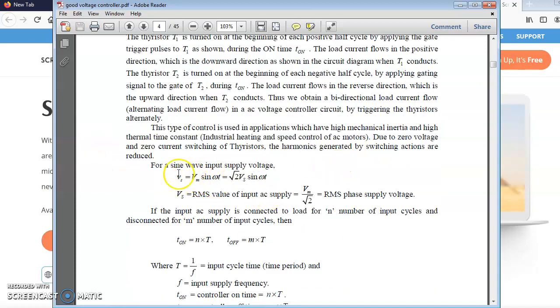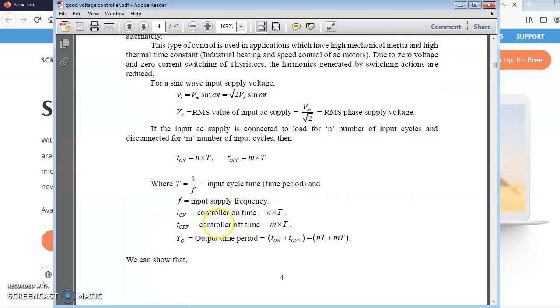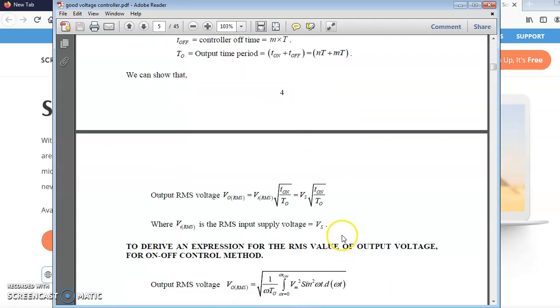we have the sine wave input supply voltage Vm sin omega t, or you can say root 2 Vs sin omega t. T on time is N into T. T off time is M into T. So if we talk about the frequency, how can we find it? T on is N into T, T off is M into T. The total time is T on plus T off, which is NT plus MT.